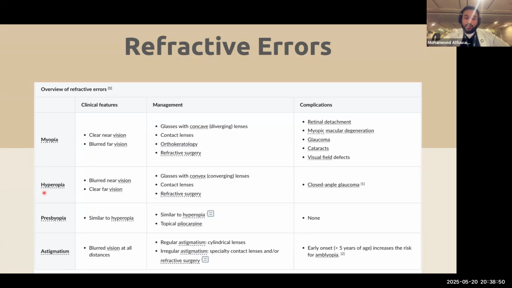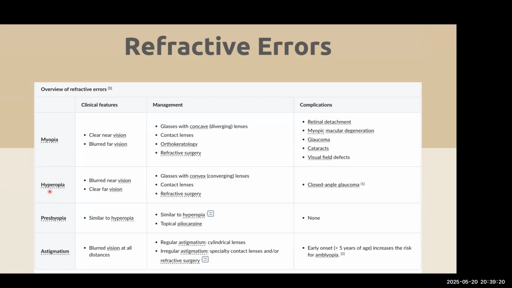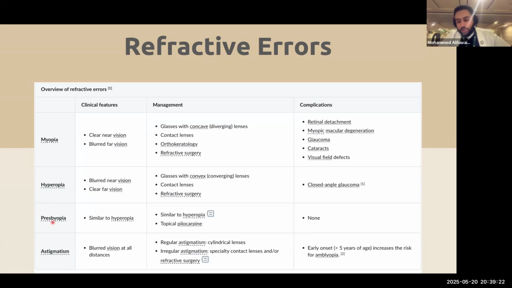Hyperopia, relax, is the opposite. Far vision, very good. Near vision, bad. So what do I want? I want glasses that will help me bring the light closer, converge the light very fast. So we have convex lenses. This is hyperopia. Now, the key thing about hyperopia: which strabismus is seen in hyperopia? Esotropia, good.